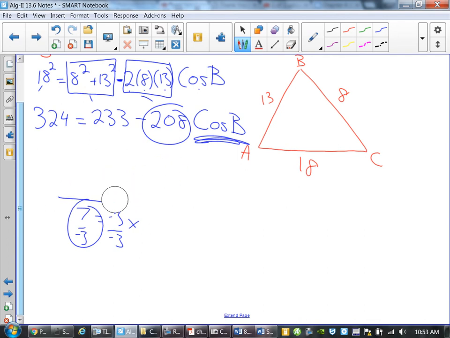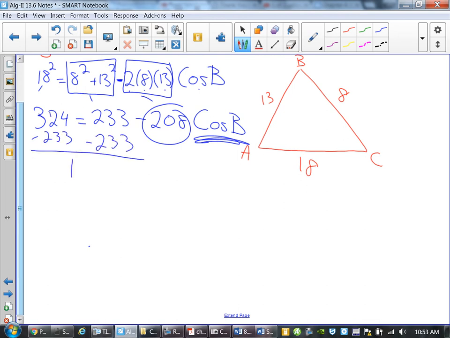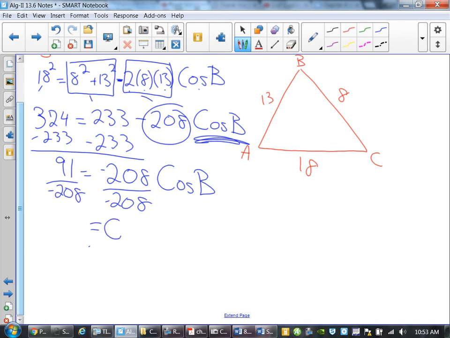I see. Okay. A lot of times people freak out when they see this stuff with the cosine in there at first, because all you're doing is working backwards. You got to subtract the 233 and then divide by. And now you have some decimal equal to the cosine of b.